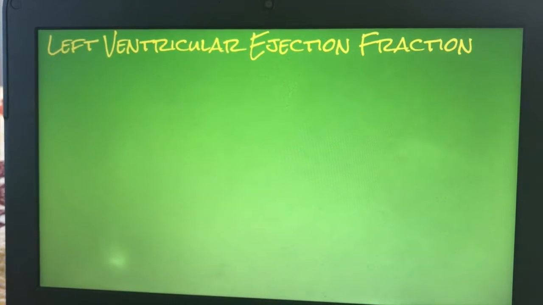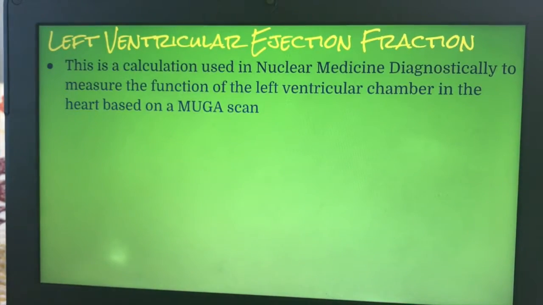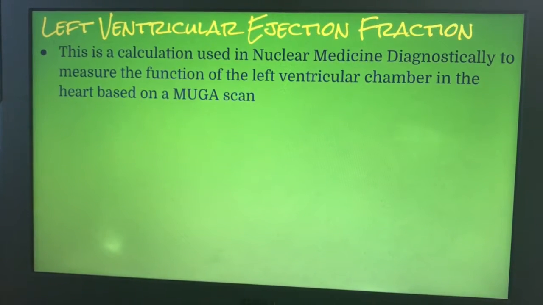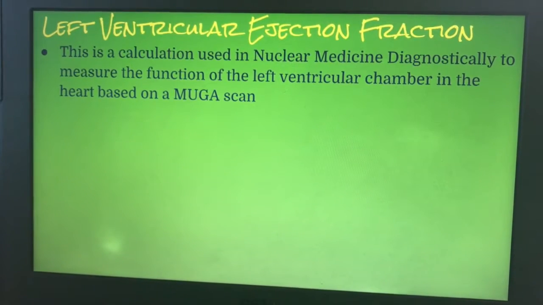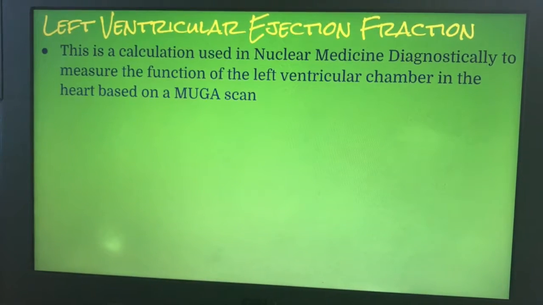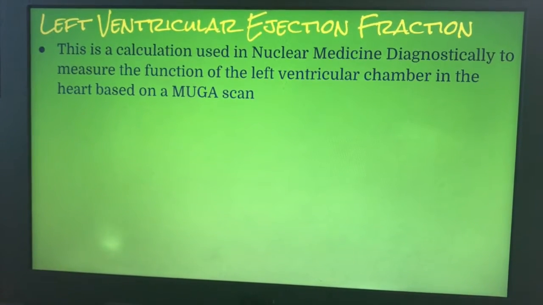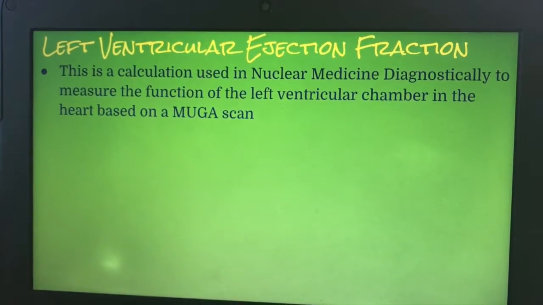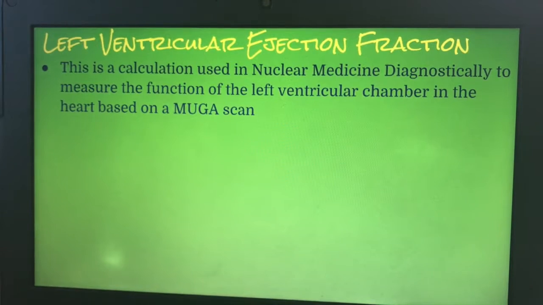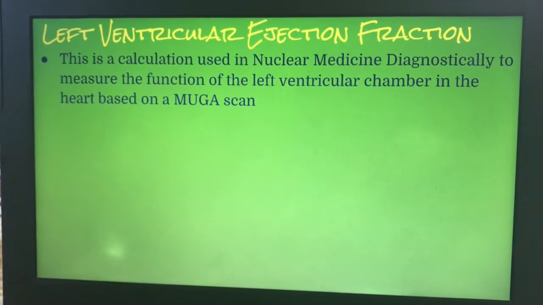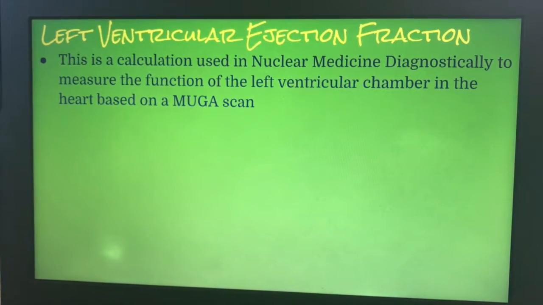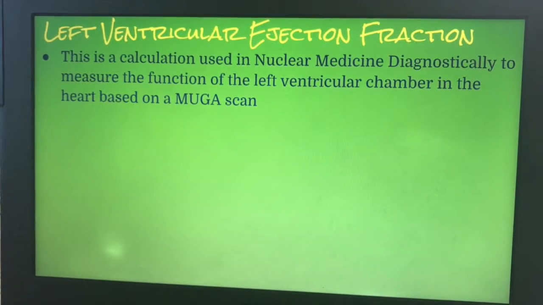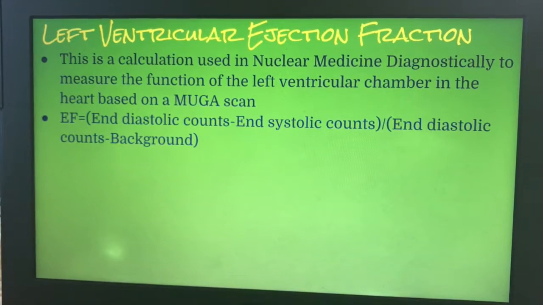Left ventricle ejection fraction. The left ventricle ejection fraction is a calculation quite commonly used in nuclear medicine diagnostically, basically during a MUGA scan, a scan which is taken of the heart and is usually used to identify cardiovascular problems. This fraction helps a physician identify the functionality of the left ventricle chamber of the heart and how it's affected by the radiation. So, here's the initial formula.